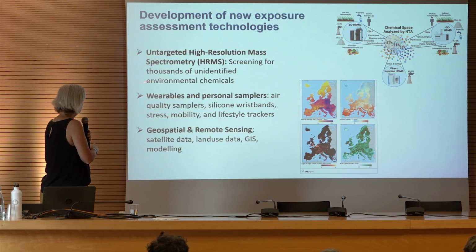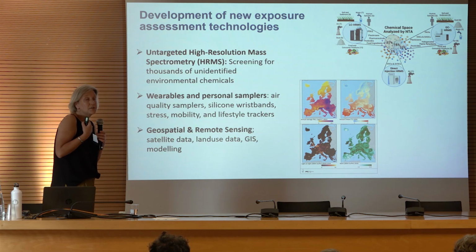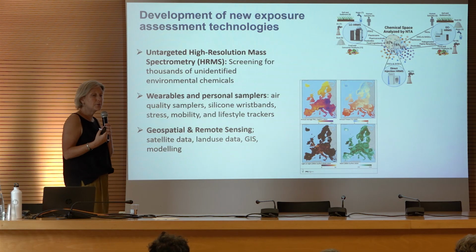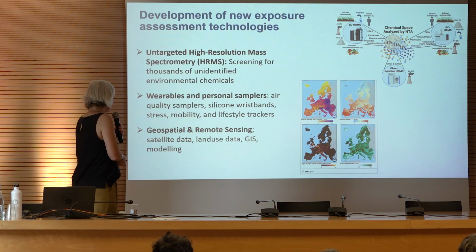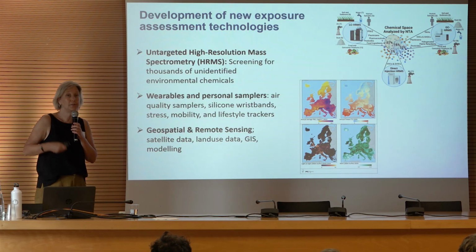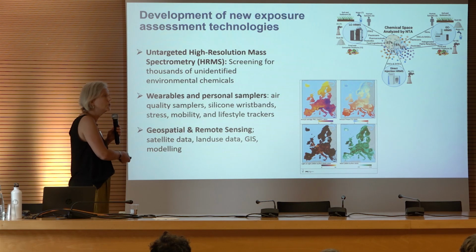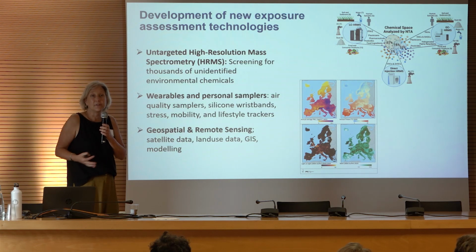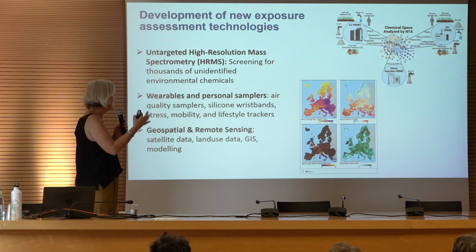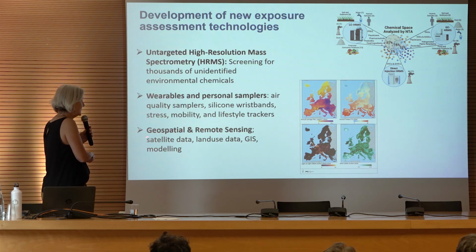Another part is the wearables and personal samplers. So there's developments in trying to develop personal monitoring systems that can really capture multiple exposures at a personal level. And then there's huge developments in the geospatial and remote sensing methods. So this is really building maps that we can then use to assign exposures to location data, so people's residential addresses or work addresses or school addresses. And that is done with satellite data, for example, or land use data and different modeling techniques.